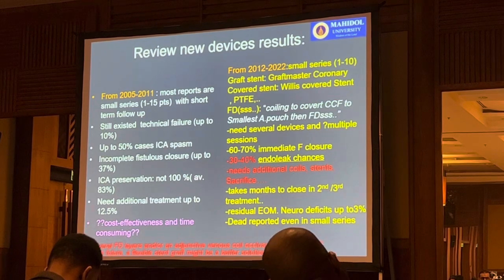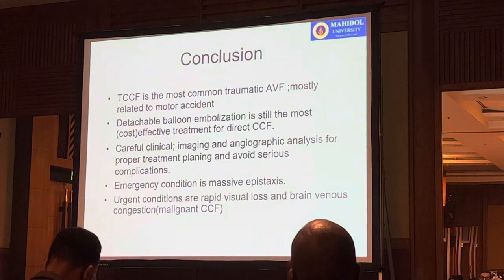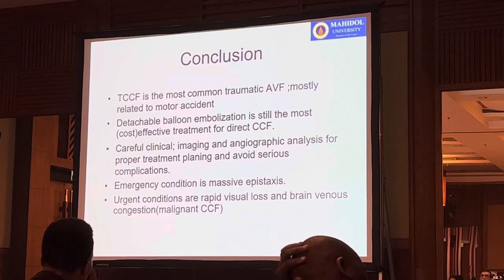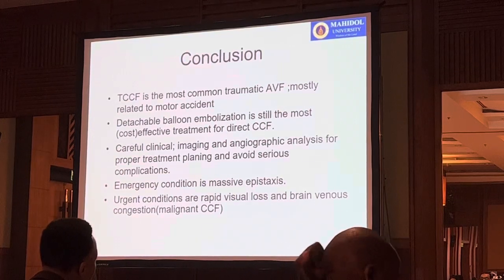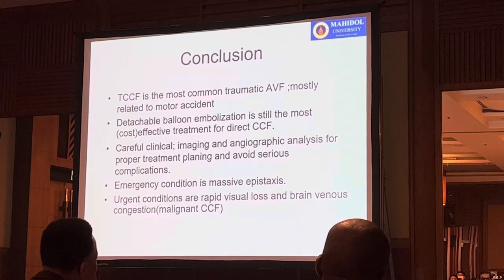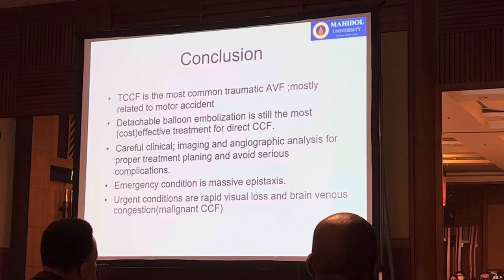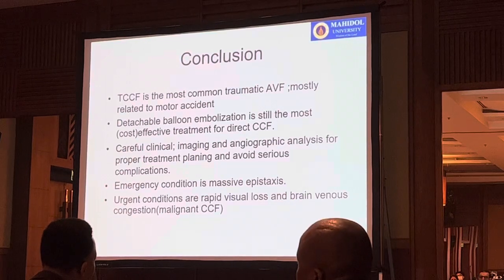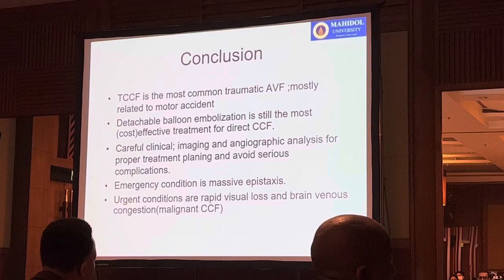So what I want to say, conclusion now, is that traumatic CC fistula is the most common in our place. For traumatic fistula, for me, even the detachable balloon seems to be the most cost-effective, but sadly, I will need to change myself to use others. And I will come back and tell you in a few more years what is my favorite. Hopefully they can develop a good enough stent that I can appreciate. So emergency condition is massive epistaxis, urgent condition is rapid visual loss and venous congestion. Thank you.